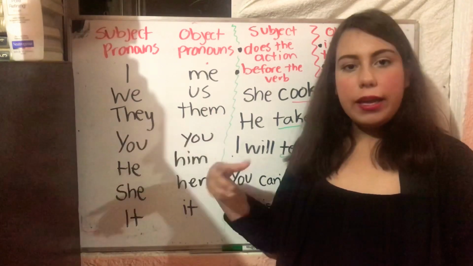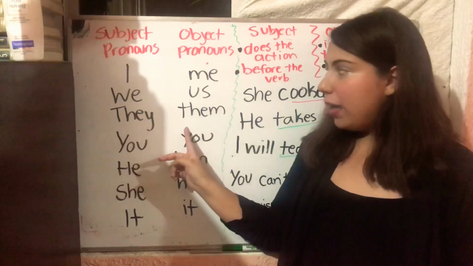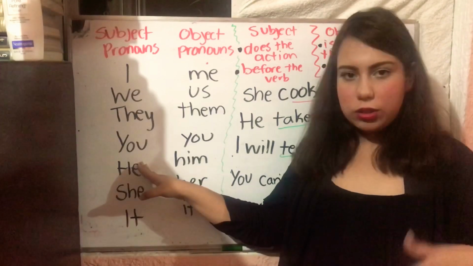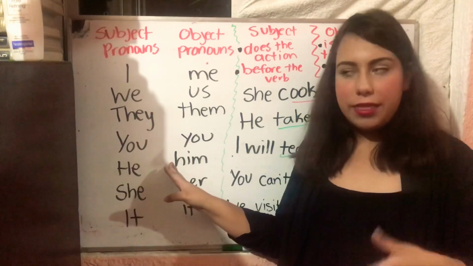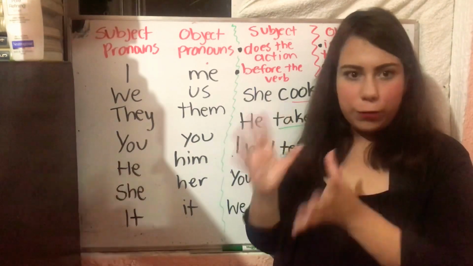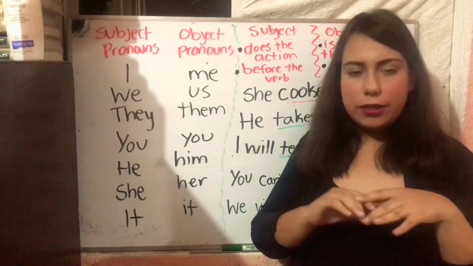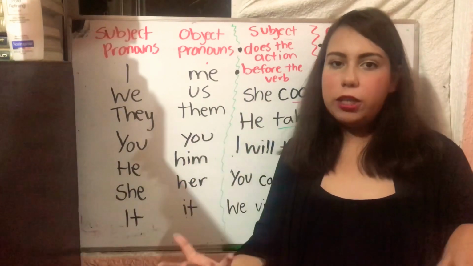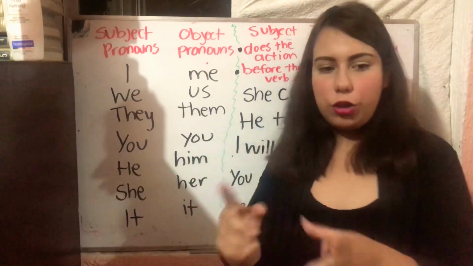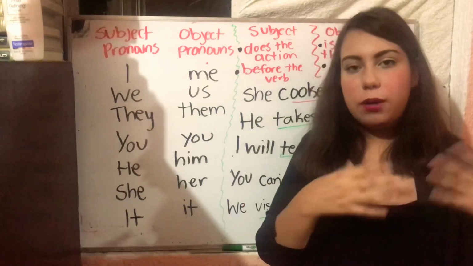They and them is third person plural. They, subject pronoun. Them, object pronoun. You and you, it's the same thing. You, subject pronoun. You, object pronoun. This can be two things. It could be either second person singular or second person plural, okay? It's always second person, but it could be singular or plural. It could be me talking to you, one person, or me talking to you and your friend, okay?